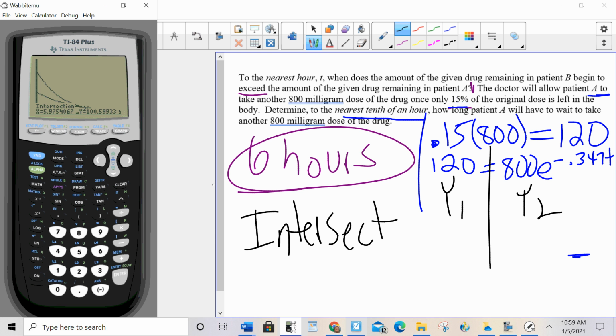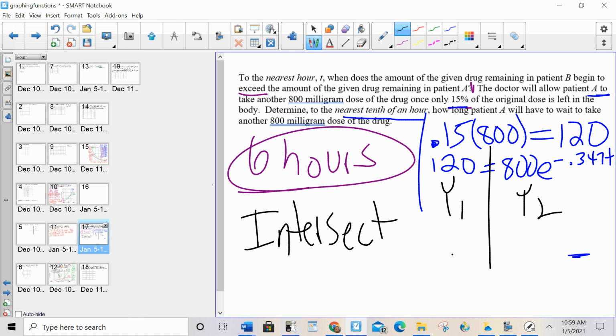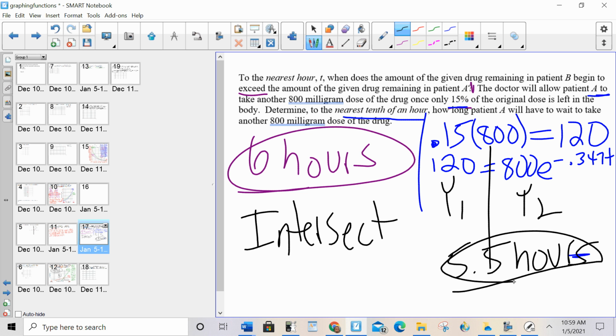So I already have that 800e in here. I'm going to change my y2 to 120. I think I already worked with the graph before, so I'm not going to mess with the window. I'm looking for that intersection, second trace, option 5, enter, enter, enter. It wants the nearest tenth of an hour. That's my x value. So to the nearest tenth, that would be 5.5 hours.